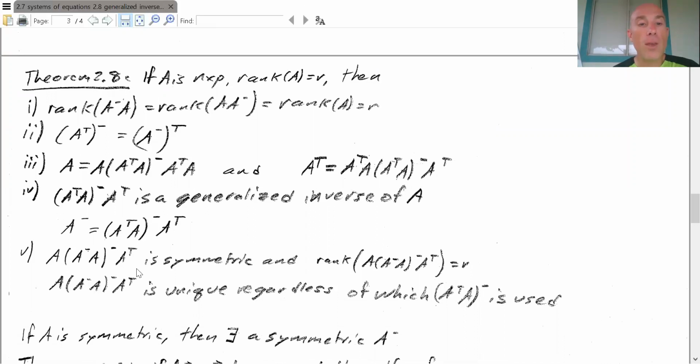Now this matrix is going to be symmetric and will have the rank of A. Furthermore, this is going to be unique regardless of which generalized inverse of the middle we use. So that's nice. In general, we want to work with mathematical objects that are unique because there's no ambiguity about what's going on. I don't have to make a decision. I just have it.